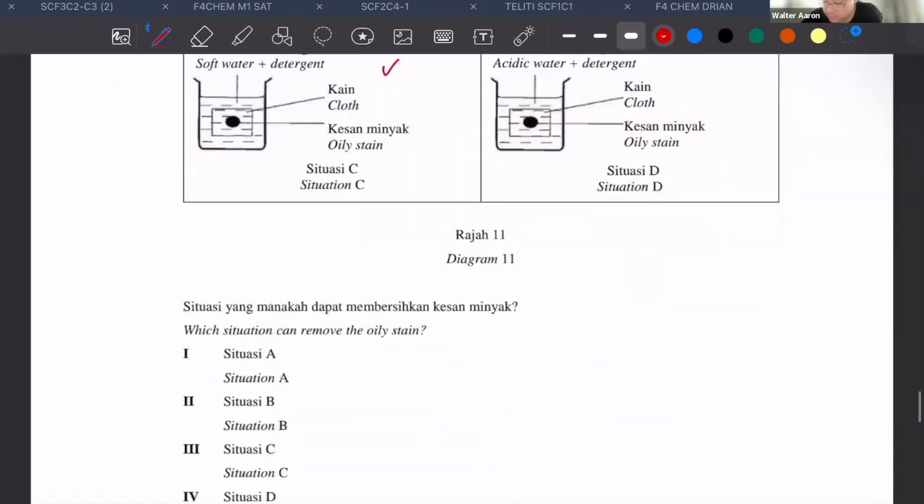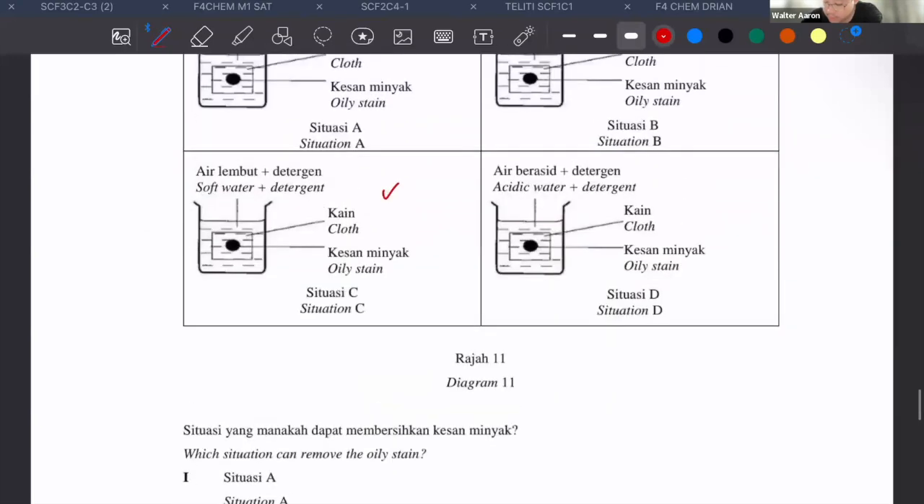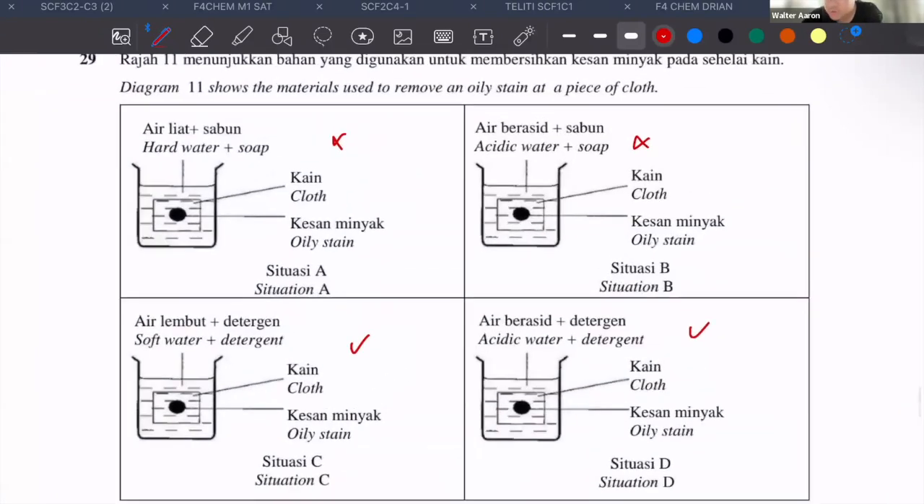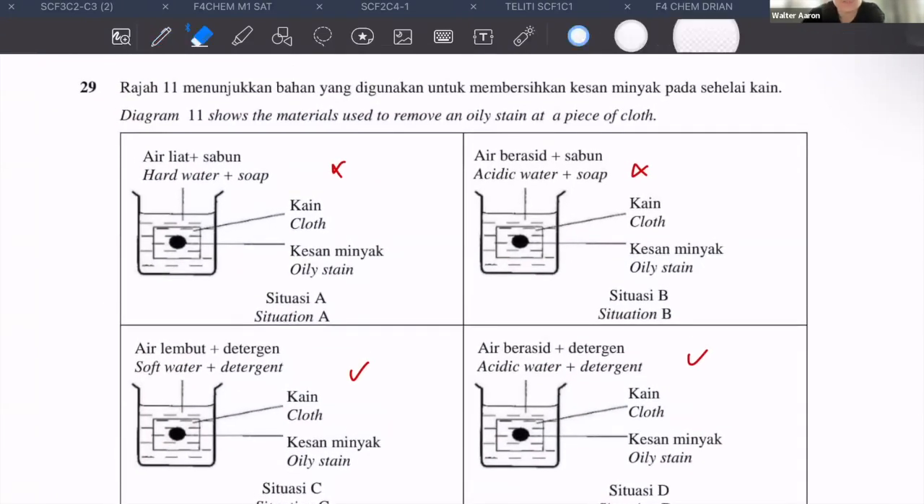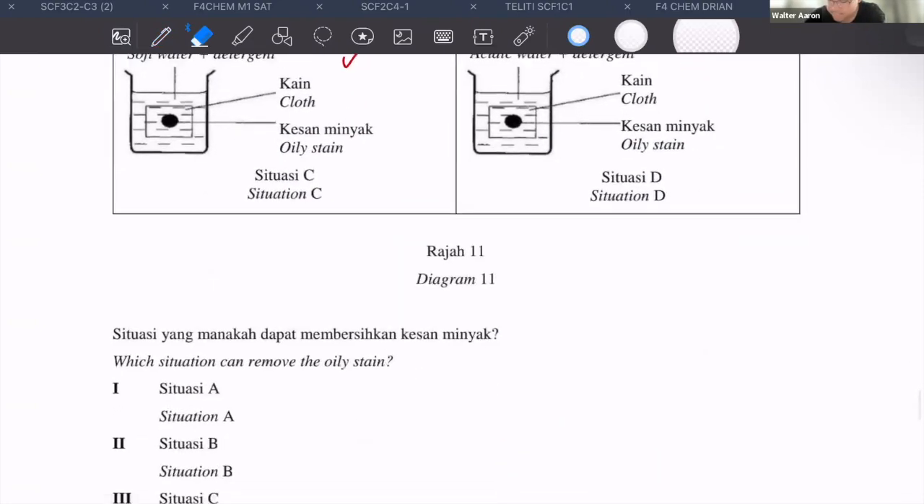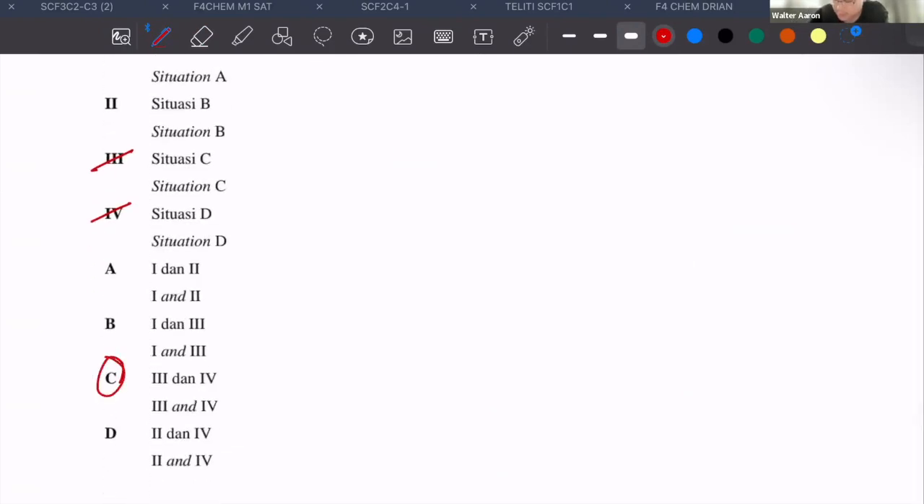So I think this is the only one that can work, because usually soap doesn't work efficiently with hard water or any other water. Usually just soft water is the best for soap. In this case, I would say detergent, right, because it's able to work much more efficiently in different types of water. So definitely 3 and 4 is the answer. Therefore, the answer here will be C.